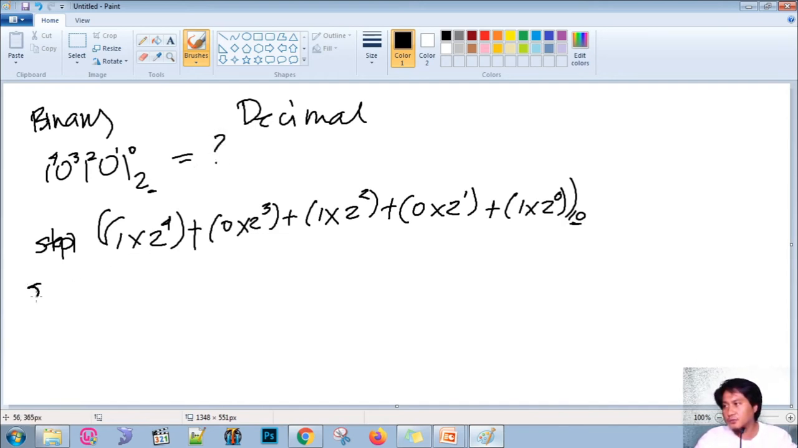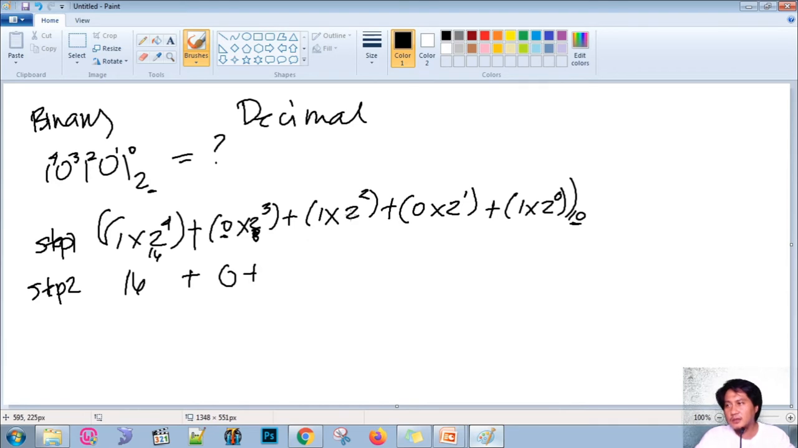Step 2. We have 1 times 2 to the power of 4. What is the equivalent value? 2 times 2 equals 4, times 2 equals 8, times 2 equals 16. So we have 16. Then plus 2 to the power of 3, which is 2 times 2 equals 4, times 2 equals 8. But since we need to multiply it by 0, the answer is 0.